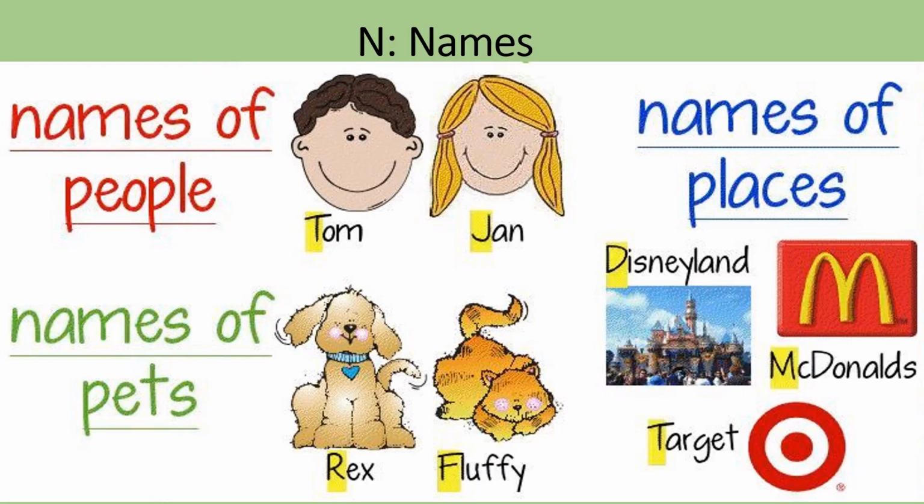N. Names. Names of people: Tom, Jan. Names of pets: Rex, Fluffy. Names of places: Disneyland, McDonald's. You can see that names of people, pets and places always start with capital letters.